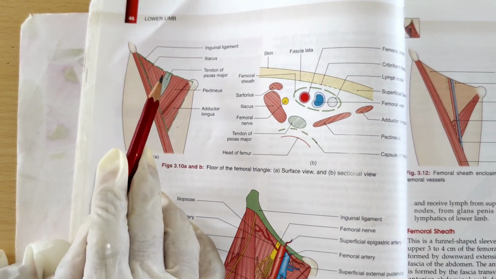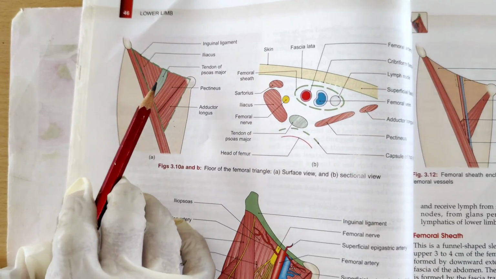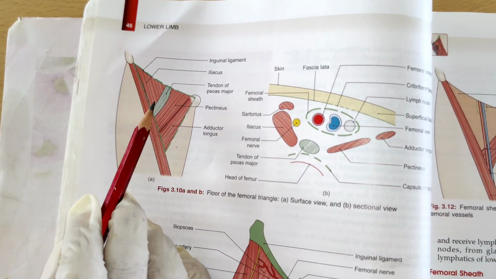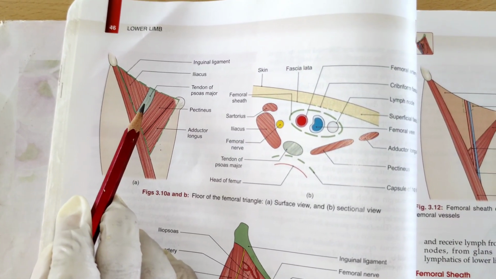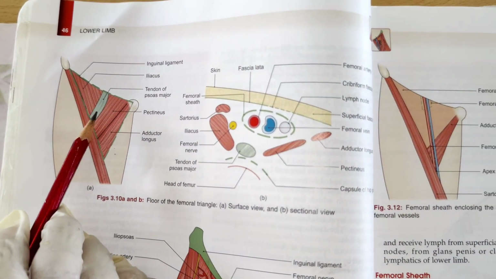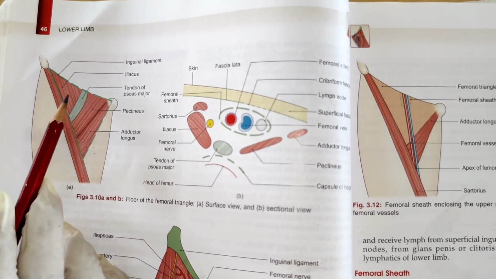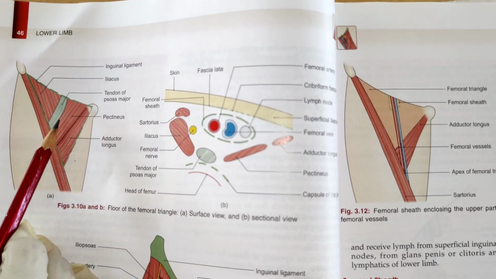The roof is formed by skin and superficial fascia. The superficial fascia contains the femoral branch of the genitofemoral nerve, the superficial branch of the femoral artery accompanying the veins, and so on. And if you reflect the roof, then you can see the content as well as the floor.